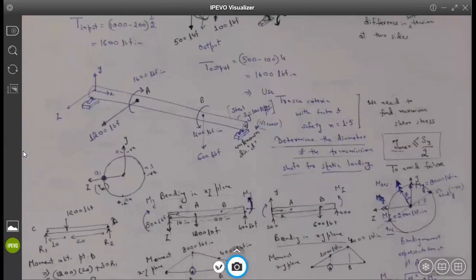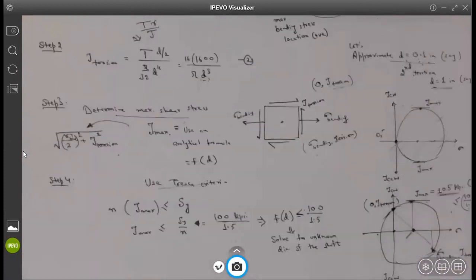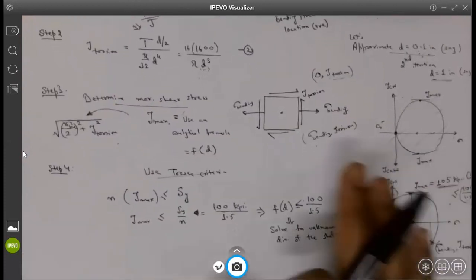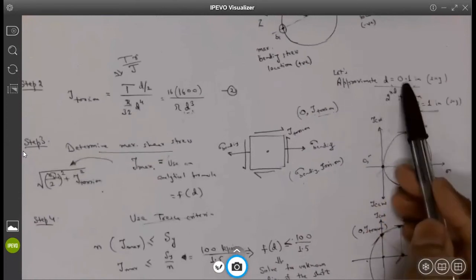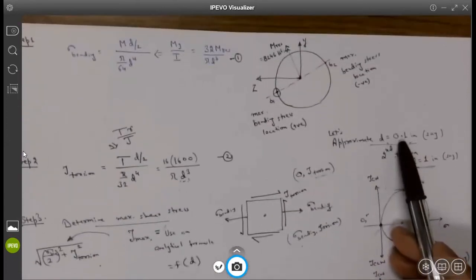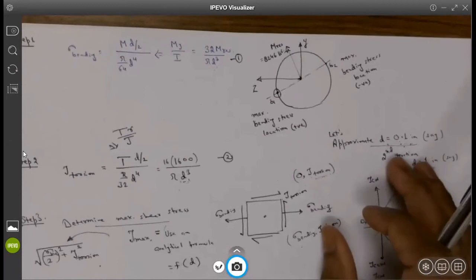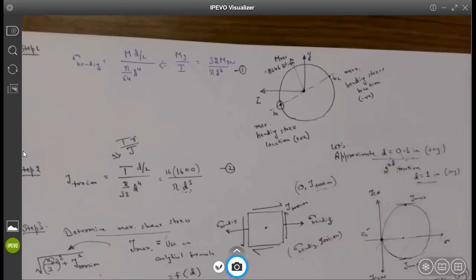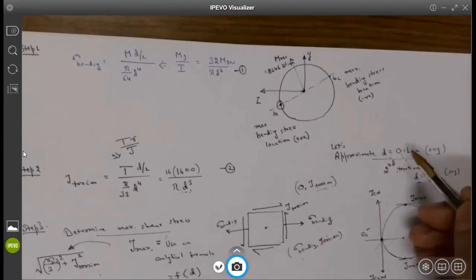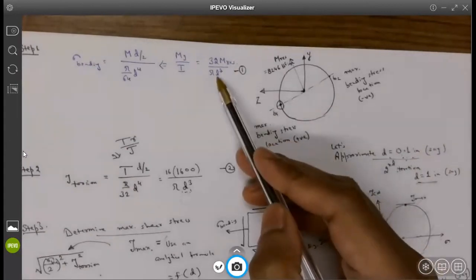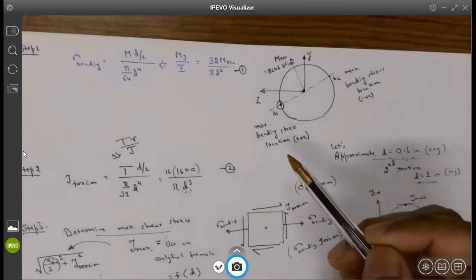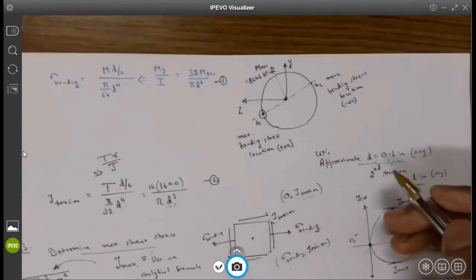I'm still confused on how to find the diameter. Okay, which portion you didn't follow? When you approximated to 0.1 inches. Are we just going to do that? And then you said keep doing that. Okay, let me actually, I skipped some steps. Let's say I take d equals 0.1 inches. Can you calculate what sigma bending would be? Yeah, one second. Go ahead.